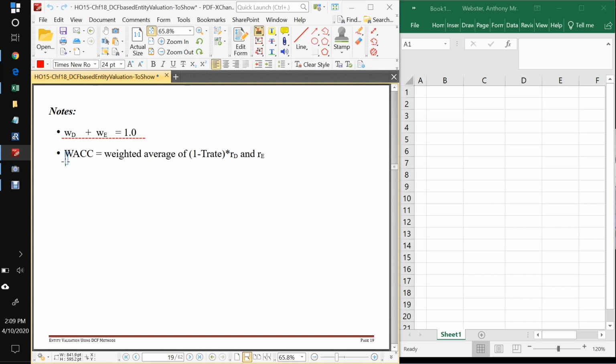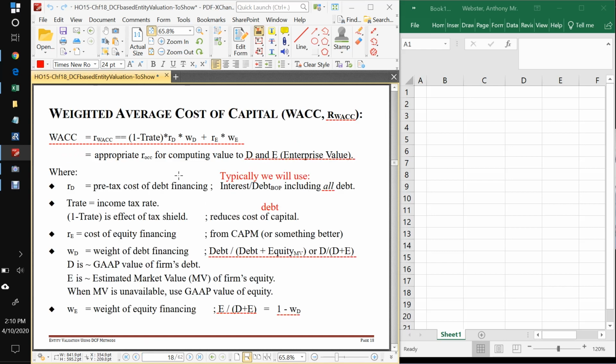So what does this really mean? Our weighted average cost of capital is really just a weighted average of our post-tax RD and our RE, our cost of equity capital. So that's really all this equation is telling us. Not that complicated, not that big a deal, and it gives us something we can use to discount with when we're trying to get an NPV for everybody, for owners and lenders.